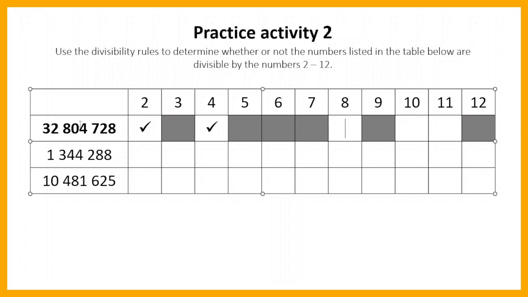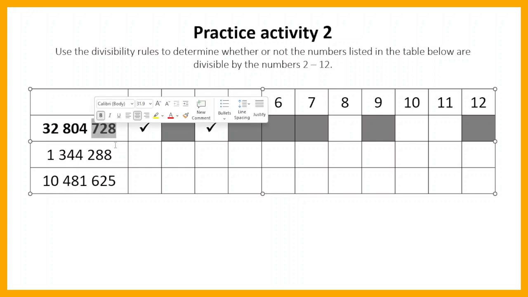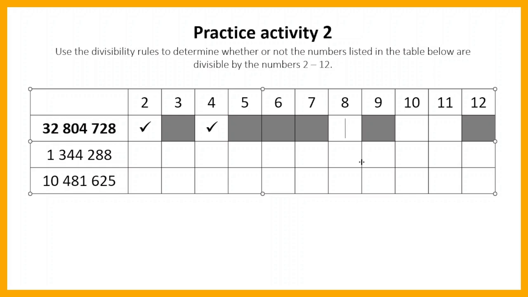Then for 8, the rule is to look at the last 3 digits. So in this case, it's 728. The number that they form is 728. Now, 728 is a number that I don't know just by looking at it if it's going to be a multiple of 8. But I can use my calculator to work that out, but I don't have to type in the whole number. I can just type in 728 divided by 8, and I see that it gives me 91, which is not a decimal, which means that 728 is divisible by 8, which means that my whole number will be divisible by 8. So I can put a tick over there.